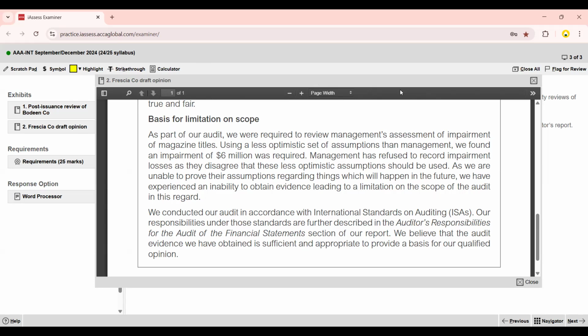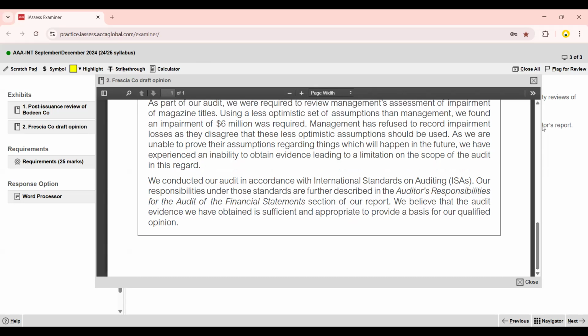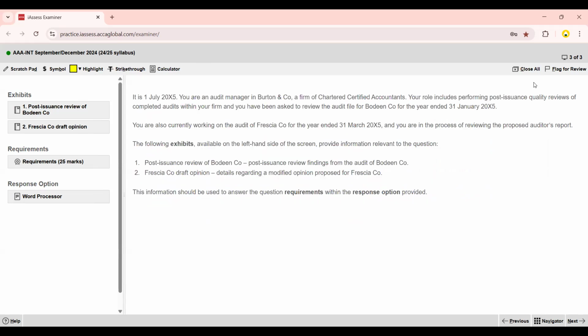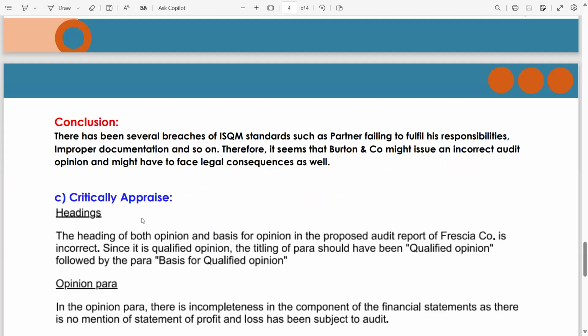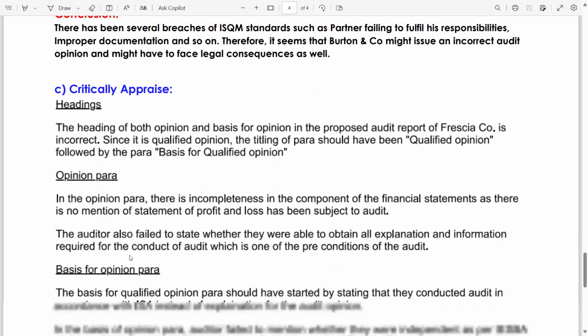Now guys, we are done with the paragraph and with the exhibit number 2. Let's critically appraise it in the answer sheet. Critically appraise headings. The heading of both opinion and basis for opinion in the proposed audit report of Frescia company is incorrect since it is qualified opinion. The title of para should have been qualified opinion followed by the para basis for qualified opinion. Means qualified opinion comes, then basis for qualified opinion.